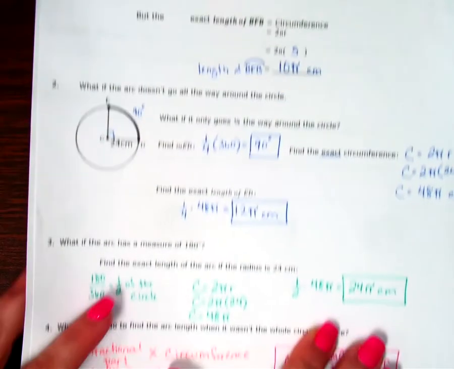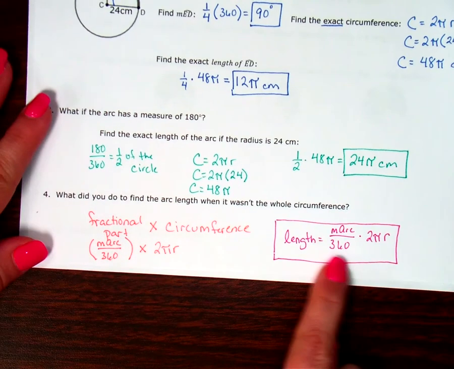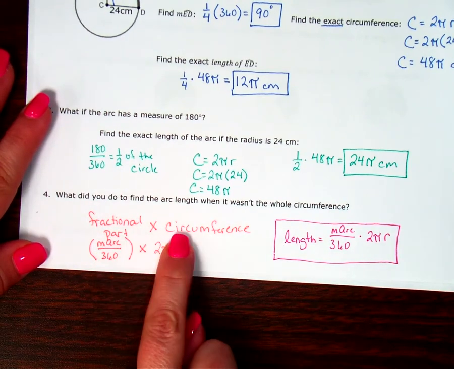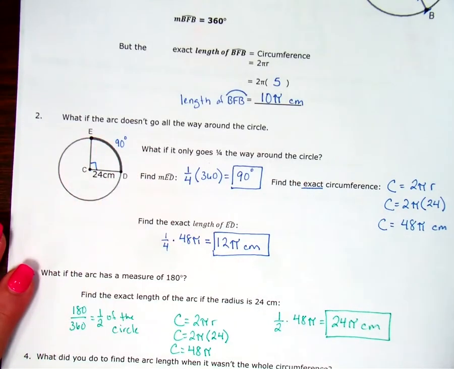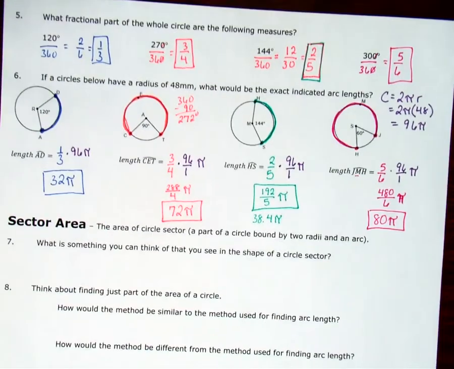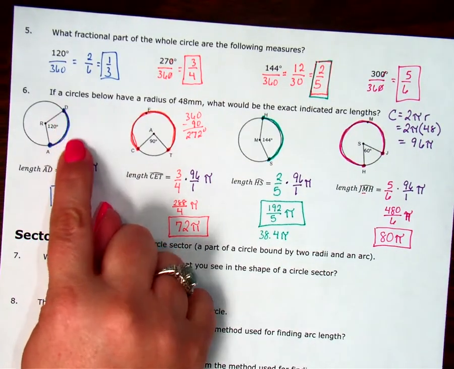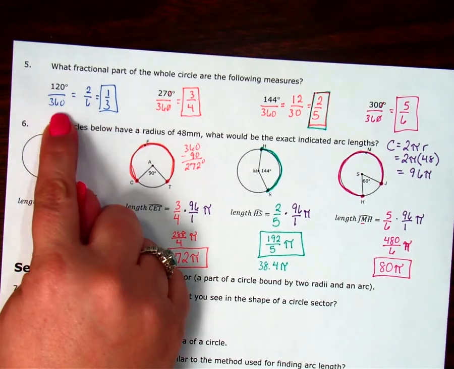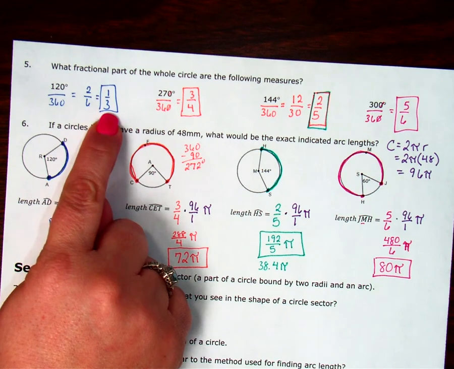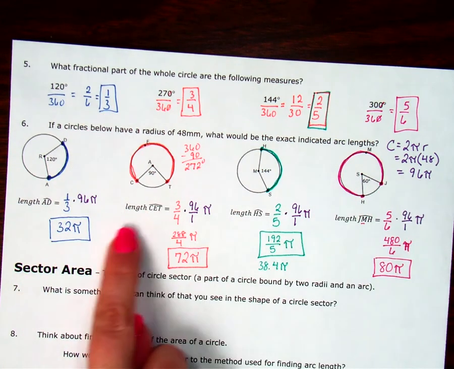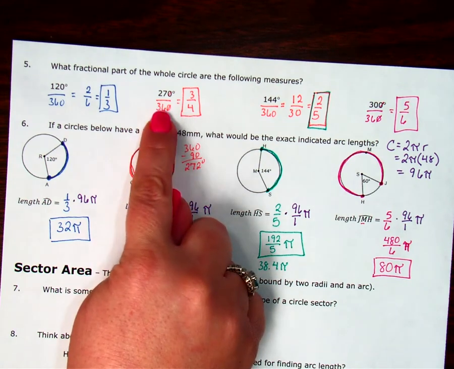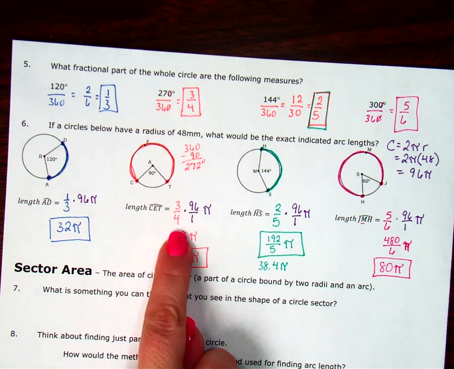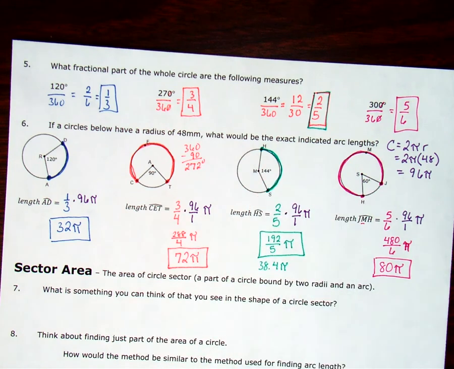Then we talked about using a formula where you take your fractional part of your circle and multiply it by the circumference, for when we don't want to go all the way around the circle. What if we only want to go 120 degrees? The fractional part is 120 out of 360. We reduced it, and then you multiply that by the circumference. If I want to go 270 degrees, we figure out that fractional part and multiply it by the circumference, 3/4 times 96 pi. Same thing here and here. So that's what we did in the last video.